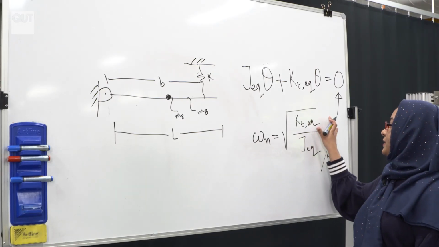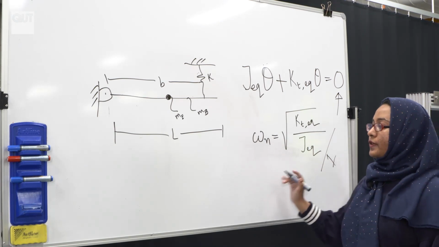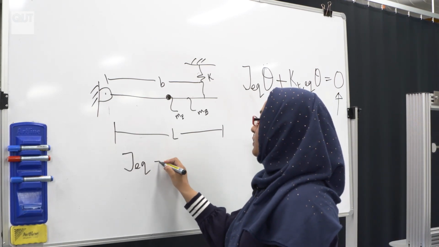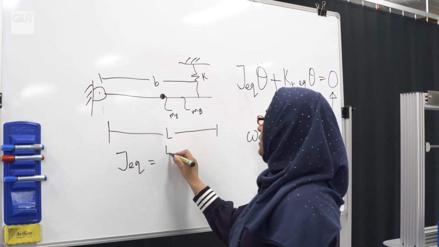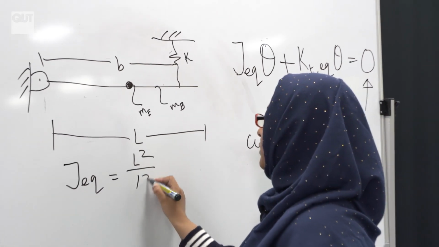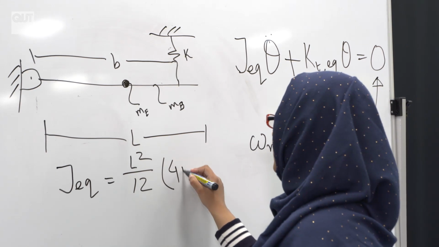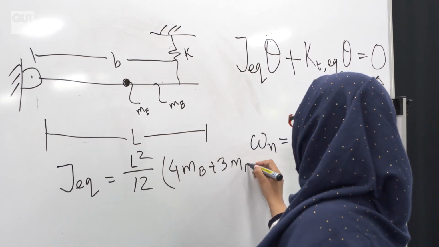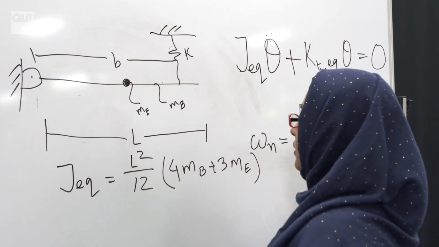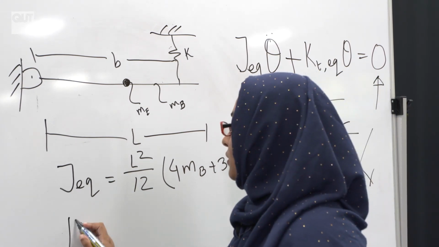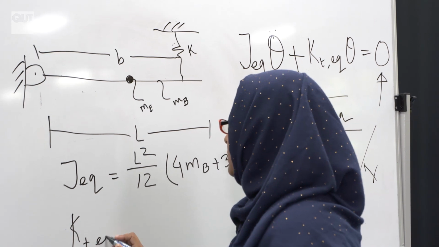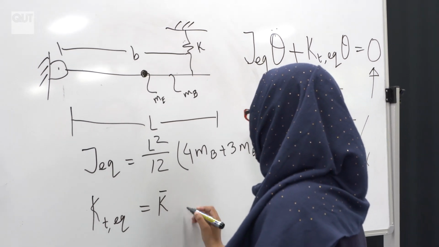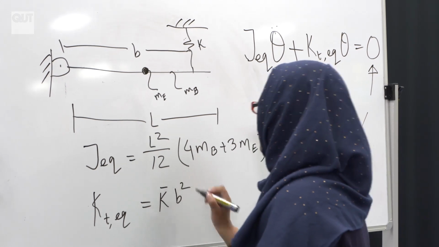Alright. So, to find K equivalent and J equivalent, the expression for J equivalent for this particular system would be L square by 12 times 4 MB plus 3 ME. And for K equivalent, the expression is K average times B square.